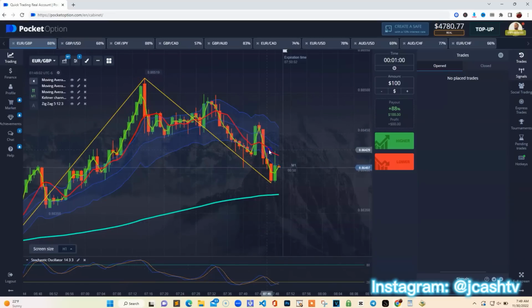So you can use all of those. I use all these as confirmation when I'm trading. It just helps me see it better. If you don't like all that stuff on your chart, you don't have to, but it helps me see everything better.